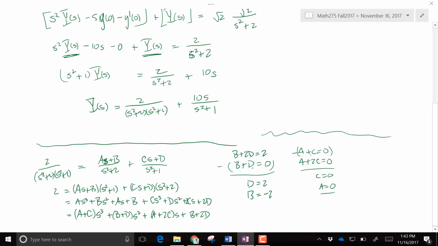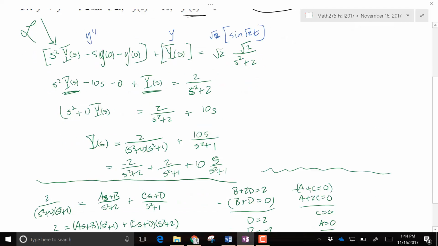Okay, here we have B is equal to -2, so all we have for the first term is -2 over s squared plus 2. And then c is equal to 0, so we only have +2 over s squared plus 1. And then we also have this 10s. Okay. Questions?